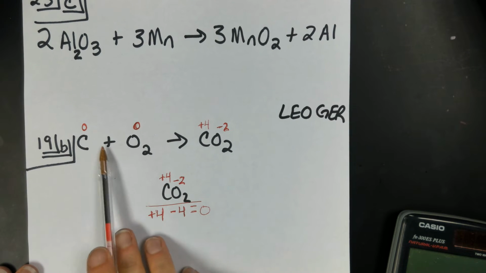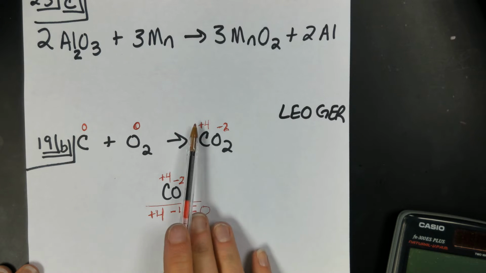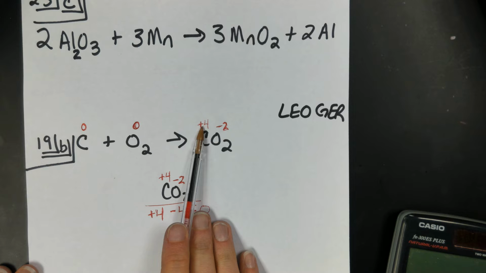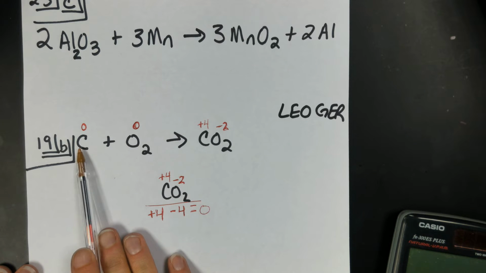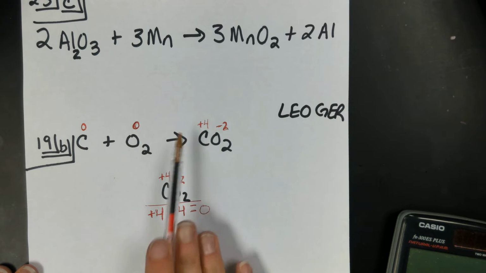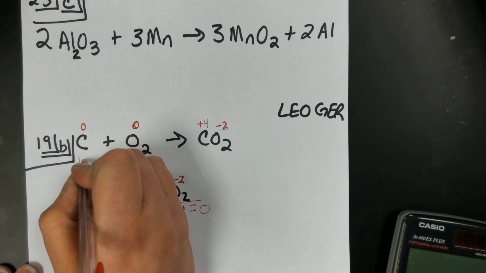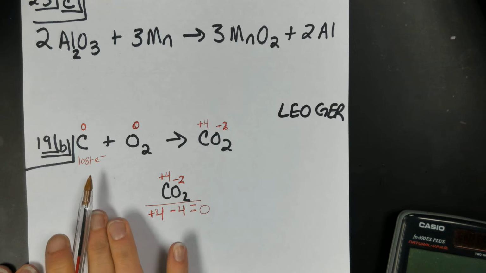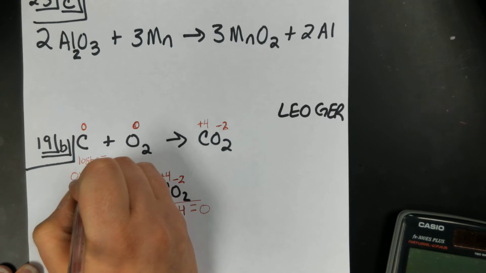So carbon went from a 0 to a +4. Now did it lose electrons or gain electrons? If you gain electrons, you are becoming more negative, correct? If you are gaining negatives, you are becoming more negative. That is not the case here. Carbon went from 0 to +4, so it must have lost electrons. So carbon lost electrons. According to this, if you lose electrons, you are oxidized.